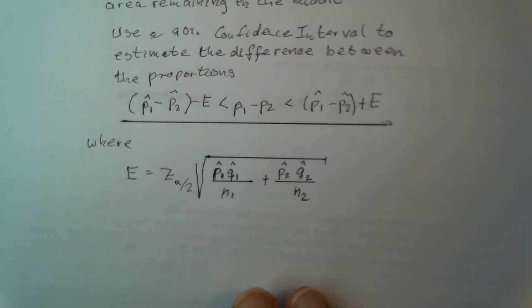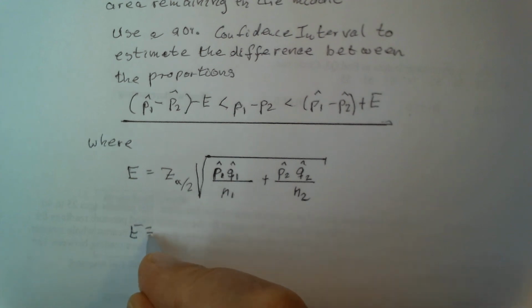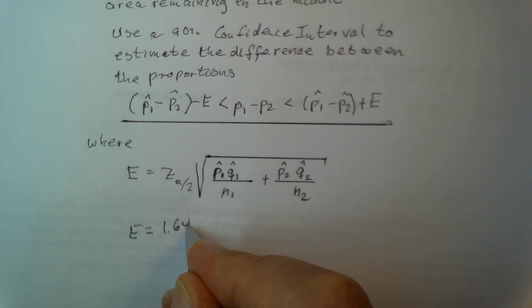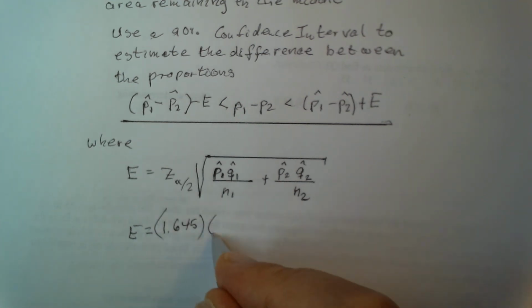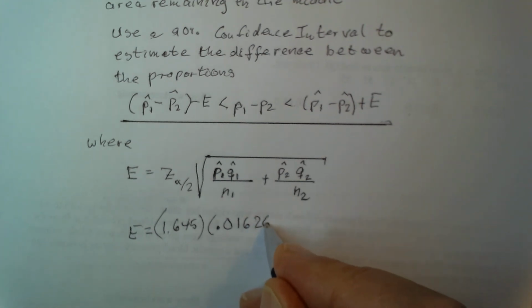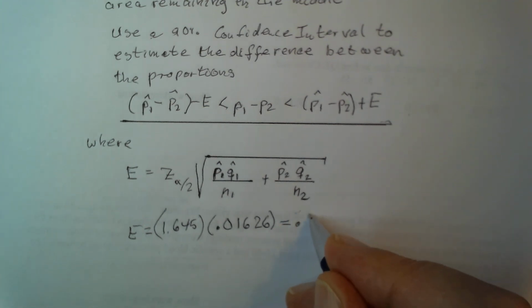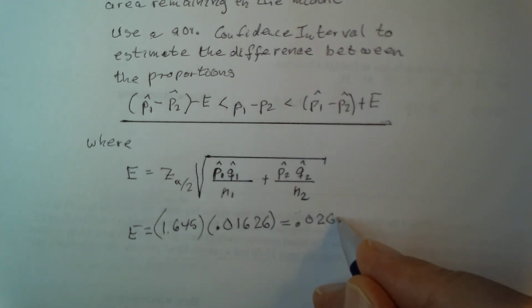In our case, it turns out that the margin of error would be equal to 1.645 times this expression, which is equal to 0.01626. So that's equal to 0.0267.